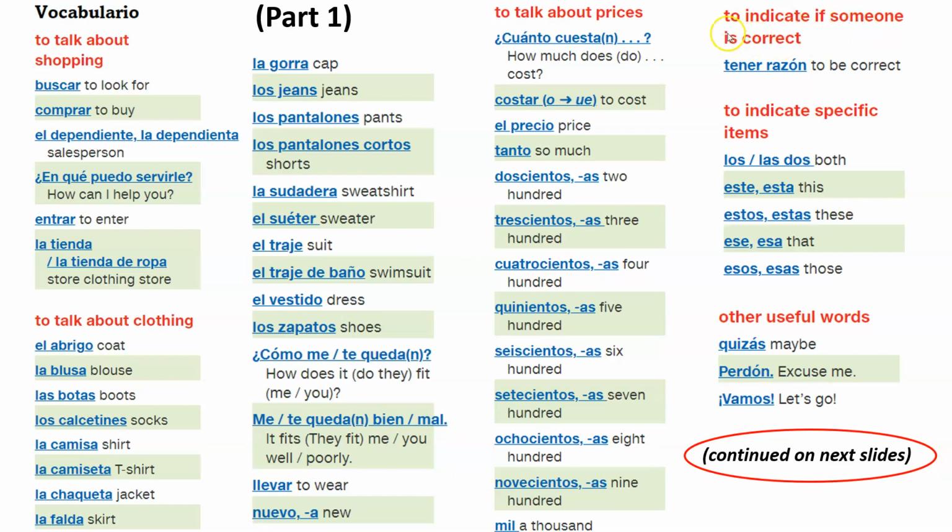To indicate if someone is correct. Tener razón. To indicate specific items. Los dos, las dos, este, esta, estos, estas, ese, esa, esos, esas, and other useful words. Quizás, perdón, vamos. All right, and let's continue on to the numbers on the next slides.